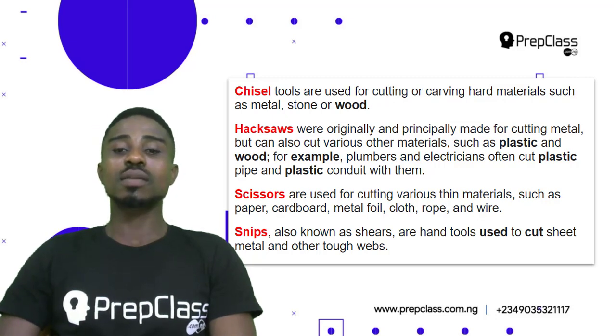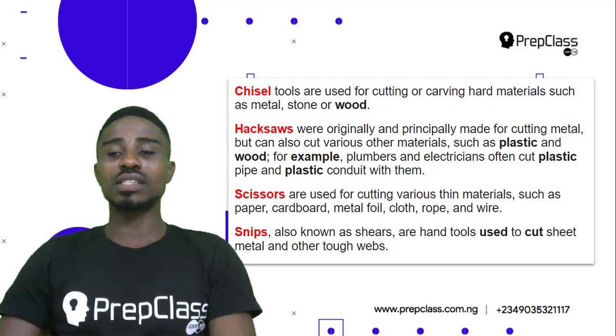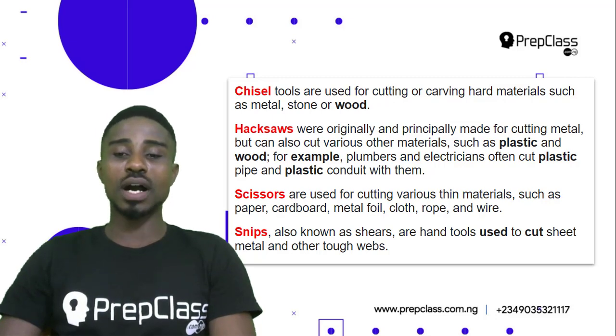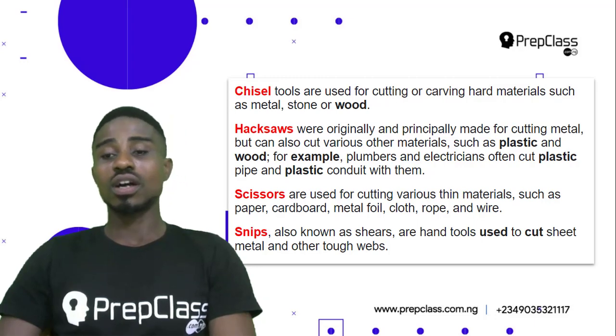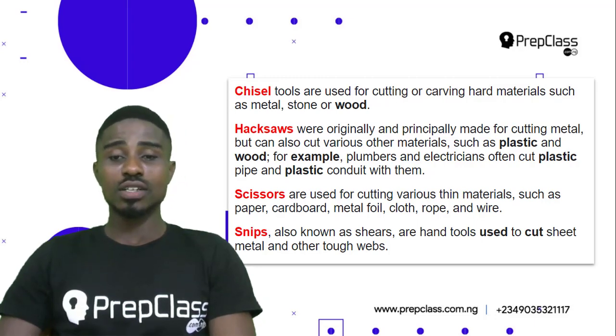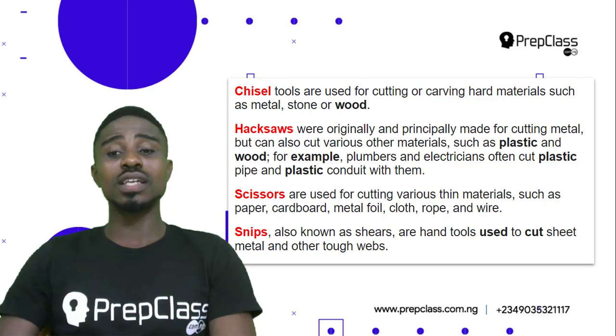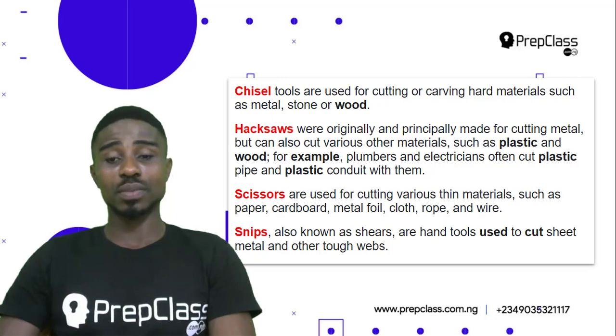The next one says scissors are used for cutting various thin materials such as paper, cardboard, metal foil, cloth, rope, and wire. So this is used for cutting metal foil but not thin sheet metal. So it's also not our correct answer.